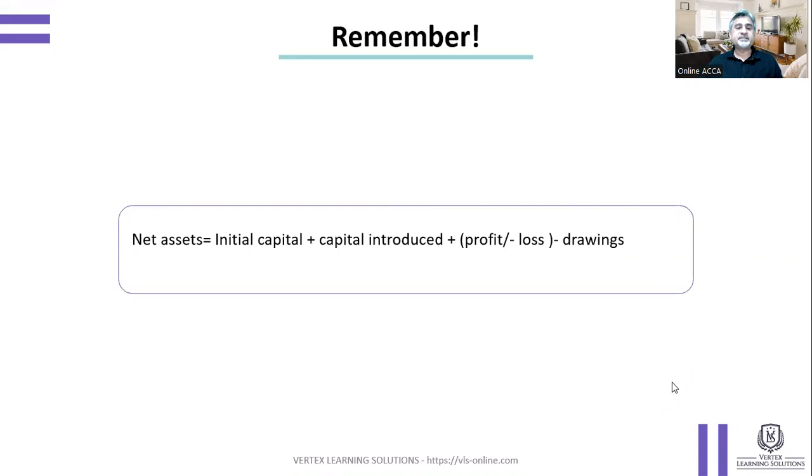So net assets, it is written here: net assets is equal to initial capital plus capital introduced plus profit minus losses minus drawings. So this is the same thing. We just put it again as an equation to calculate.